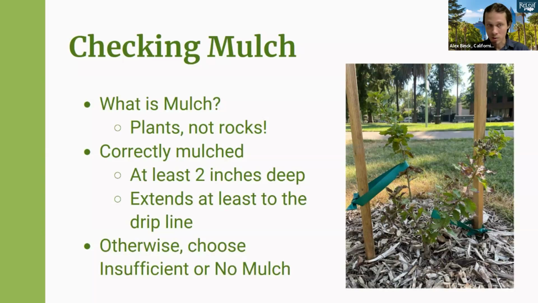So we're going to count, like if a tree has rocks below it, we're going to count that as no mulch, not a different type of mulch. And then same thing with like plastic or other artificial materials. Those are not mulch either.